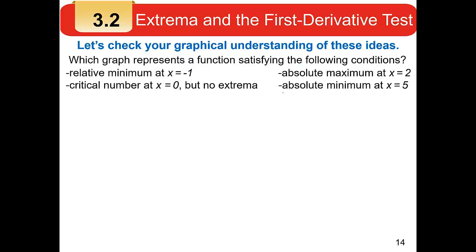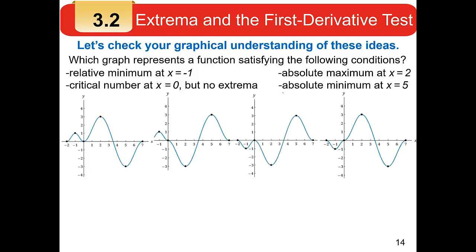I always want to translate these things back to ideas about what the graphs look like under these conditions. So I just want to move to a question like this. What if I ask you to pick out a graph of a function that satisfies these four conditions? One of the conditions is that it has a relative minimum at x equals minus 1. It has a critical number at 0 but no extrema. It has an absolute max at x equals 2, and it has an absolute min at x equals 5. And these are your four choices. You want to find the one of those four that satisfies those four conditions.